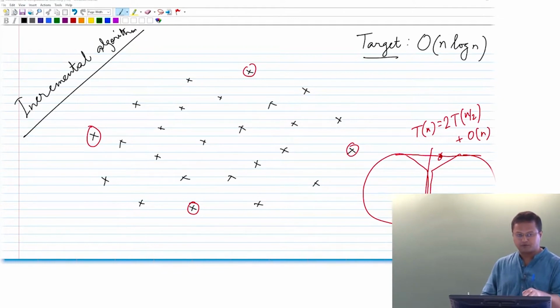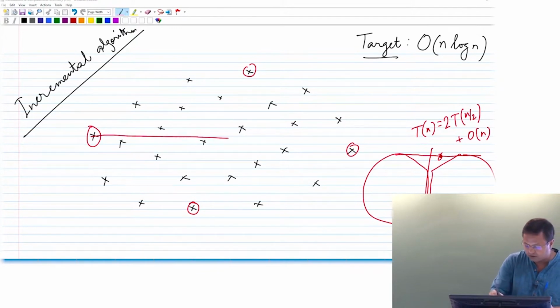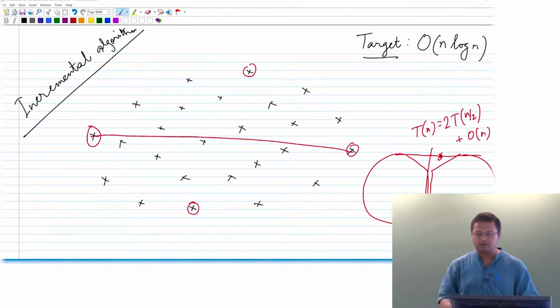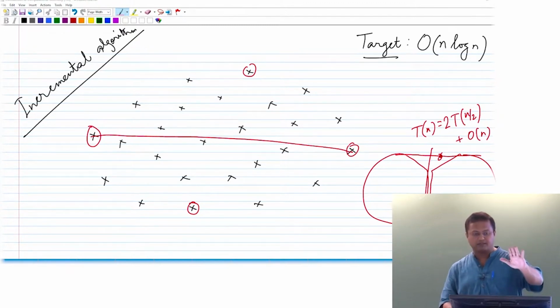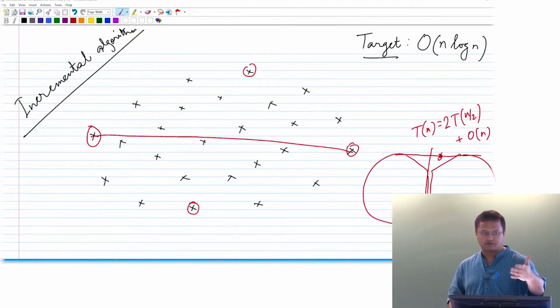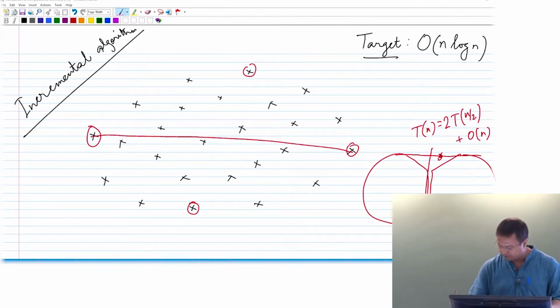Now, from that sorted list, I pick up the leftmost point and the rightmost point, the point with the lowest x coordinate and the point with the highest x coordinate. And I join this line segment and divide the points into two halves: the ones which lie above, and the ones which lie below.